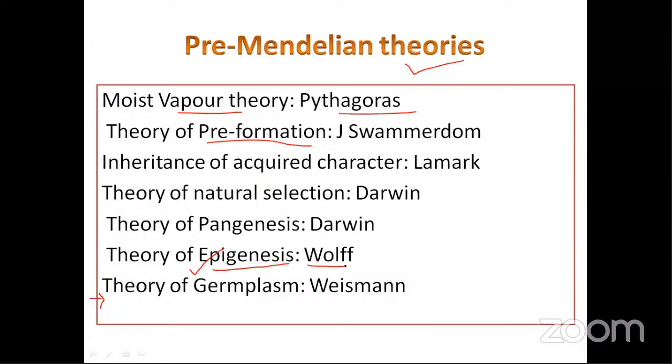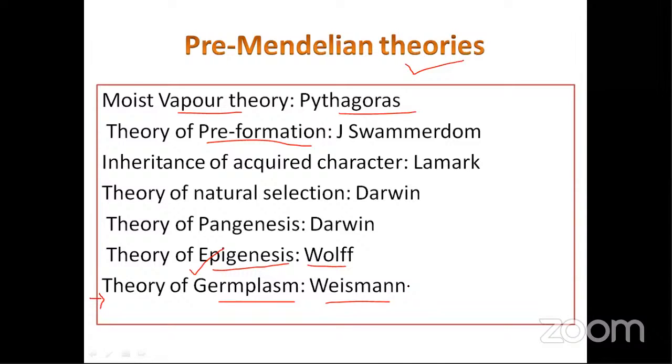Those are not very important ones. Still, epigenesis is one of the universally accepted ideas that everyone has accepted, so epigenesis and the scientist who gave it are a little bit important. And the theory of germplasm was given by Weismann. The famous experimental material for Weismann was the rat.